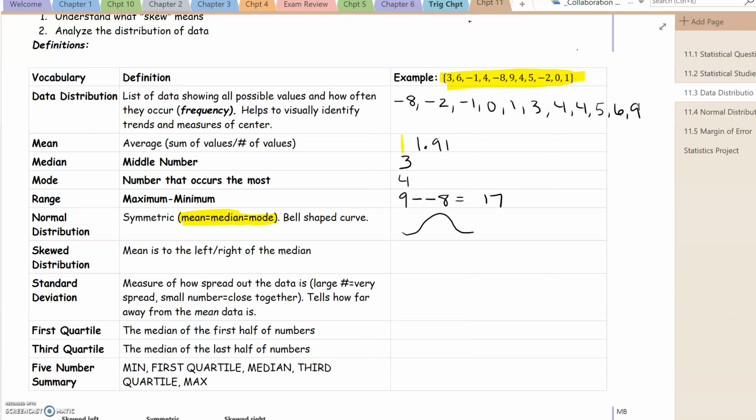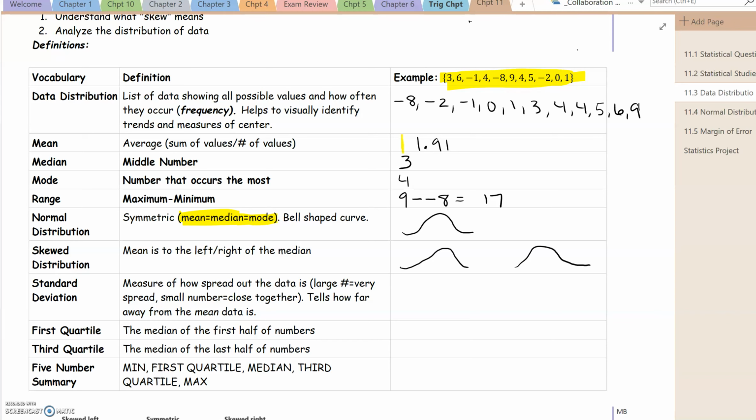A skewed distribution, the mean is to the left or the right of the median. So skewed means it's not symmetric. It's like there's way more data on one side versus the other side. So those are examples of skewed distribution and normal distribution.